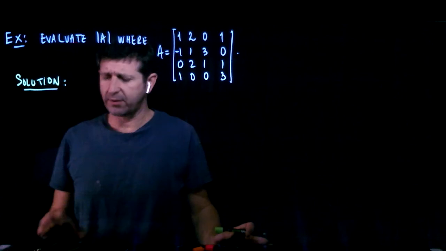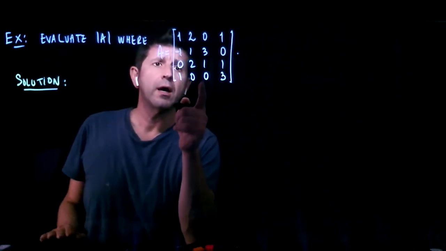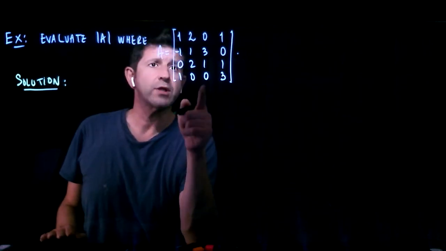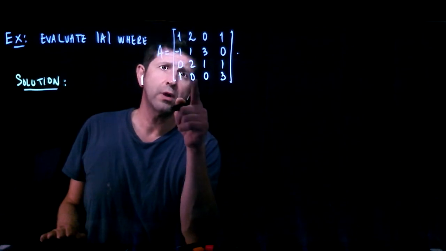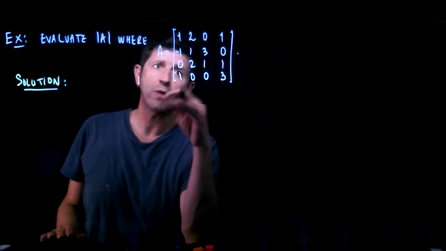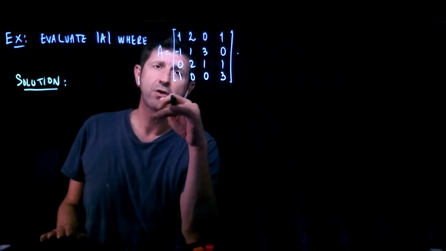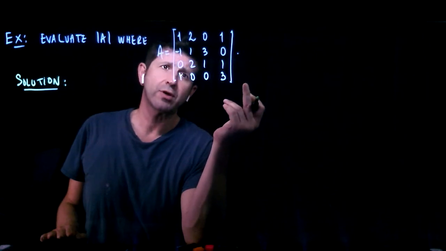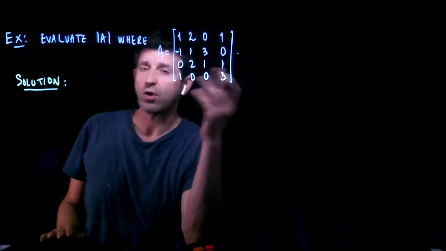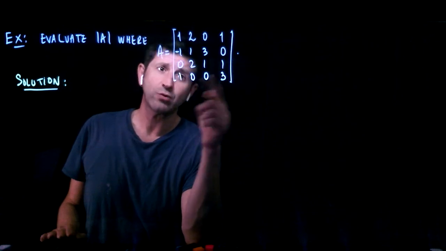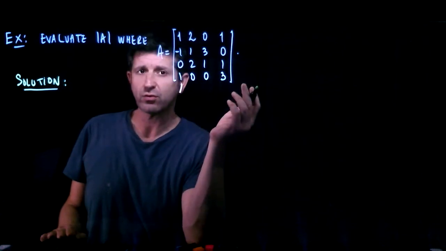So how do I find the determinant of this matrix? I need to expand with respect to a row, any row or any column. So I'm gonna be smart here. I'm gonna take a row that has a lot of zeros or a column that has a lot of zeros. That way I don't need to find too many cofactors.